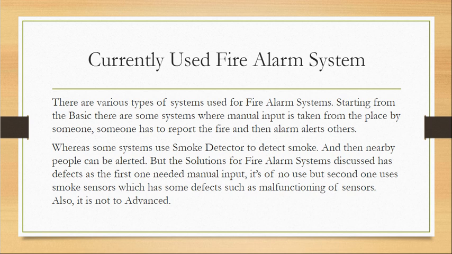There are various types of fire alarm systems. A basic fire alarm system consists of some smoke sensors and buzzers. So, if smoke from a fire is detected, the buzzer beeps and people in proximity are notified about it. Now, this is not an advanced type of fire alarm system as there's always a chance of malfunctioning of sensors and manual input is always not accurate.